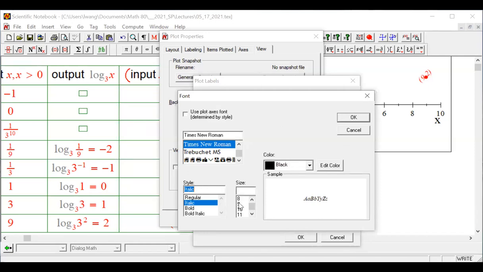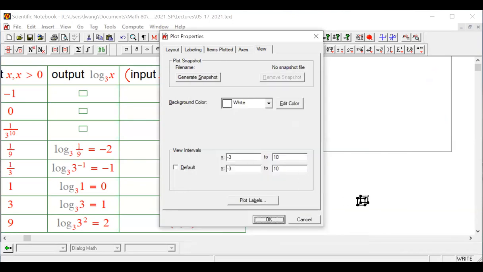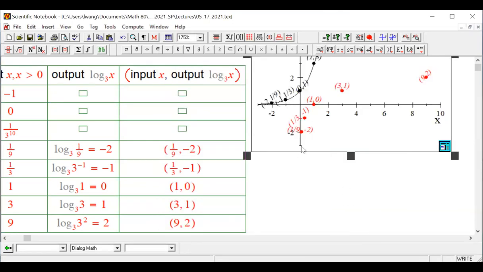Okay, so we mark those points properly. From the color, we can tell which point is on which. Even though this red dot is very close to the y-axis, it's not sitting on the y-axis, because the input is 1/9. So it's a number larger than 0, very close to 0. Okay, so guess what happens if we connect these red dots?